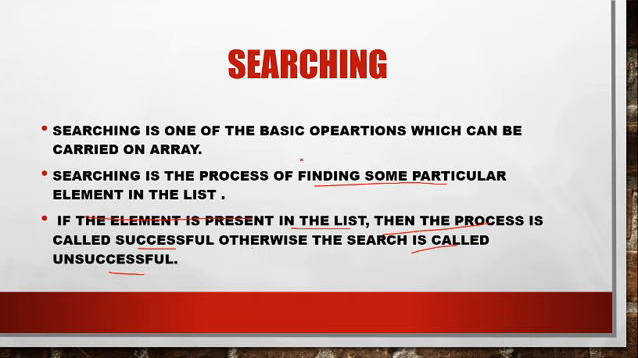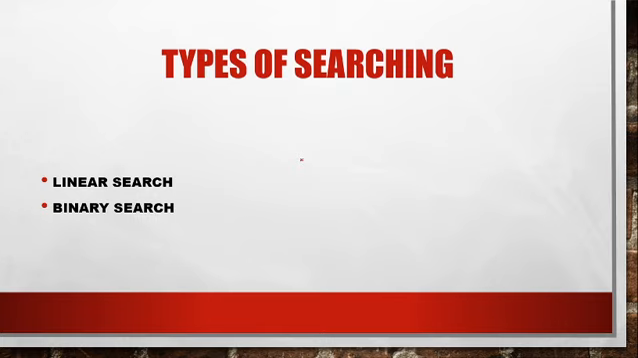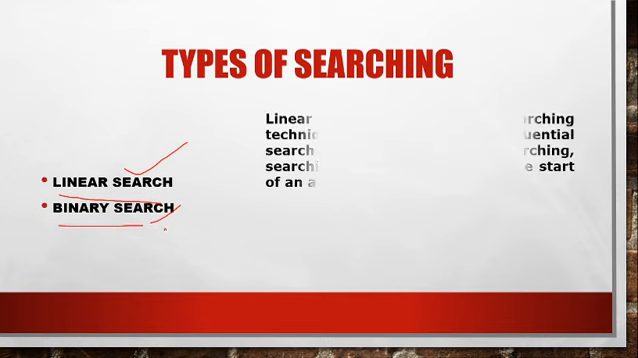So first, the techniques and types of searching. Now we are going to learn about the types of searching. The first type is linear search and then binary search. One by one we will explain this. First we will explain the linear search and then binary search. Let's see.